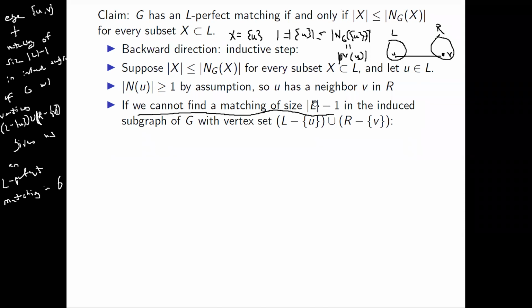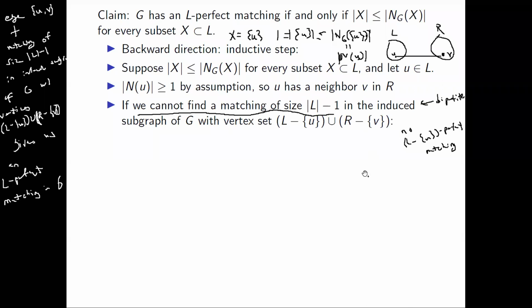So from here on, we'll assume that we cannot find that matching of size cardinality of L minus 1. And since we can't find that matching in this induced subgraph, so this induced subgraph, it's bipartite still, because the original graph is bipartite. And we cannot find an L minus U perfect matching in this subgraph. That's our assumption. We can't find a matching of size cardinality of L minus 1. So we can't find an L minus U perfect matching. So no L minus U perfect matching. That's our assumption in that subgraph.